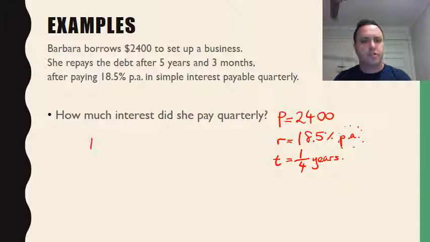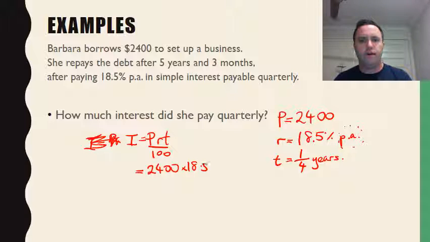Okay, so let's chuck this in. I equals P, oops. Start that again. Eraser doesn't really work in this one. I equals PRT over 100, which is 2,400 times 18.5 times a quarter over 100, which you'll find is equal to $111 per quarter.